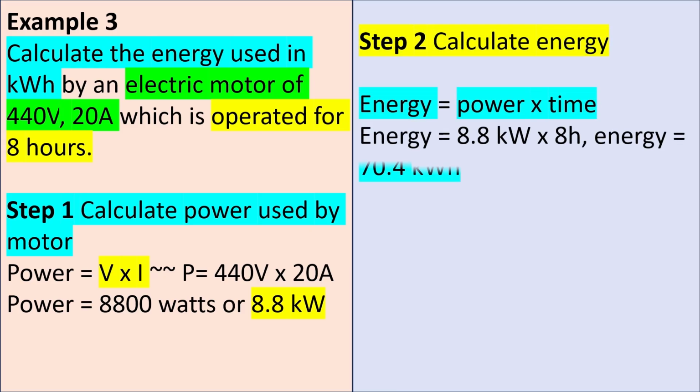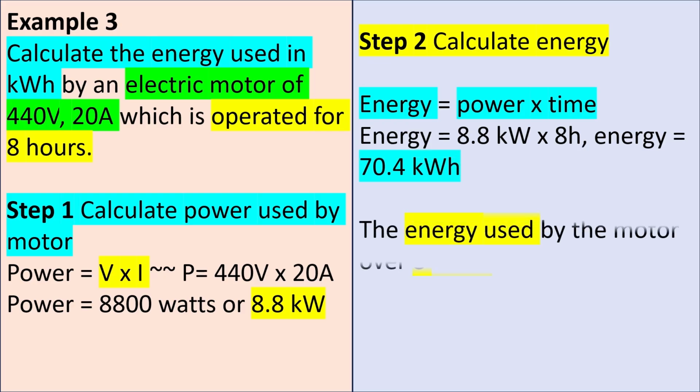Step 2. Calculate energy. Energy is equal to power times time. Energy equals 8.8 kilowatts times 8 hours. Energy equals 70.4 kilowatt hours. The energy used by the motor over 8 hours is 70.4 kilowatt hours.